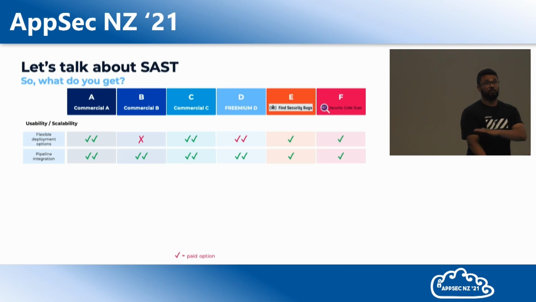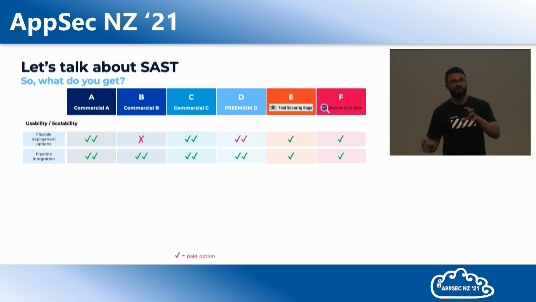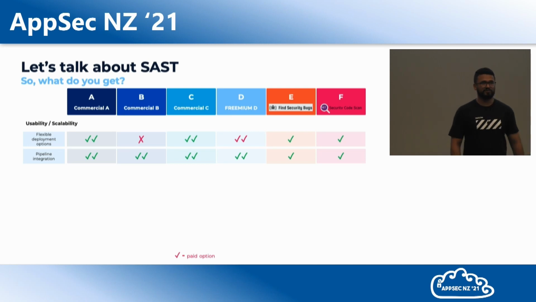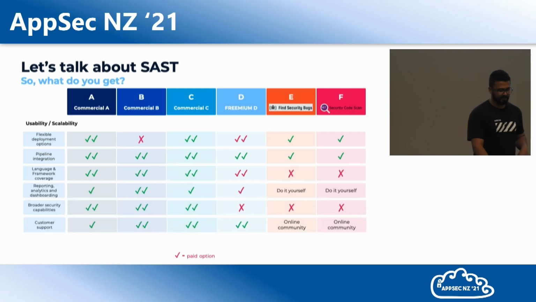Pipeline integration, they are all great. Everything works smoothly in your CI/CD. The open source stuff, it doesn't have all the tools and plugins for every single thing available. So if you're using something obscure for your CI/CD, you may have to do a bit more work. Whereas the commercial guys, they have sort of plugins available, makes it a bit easier.